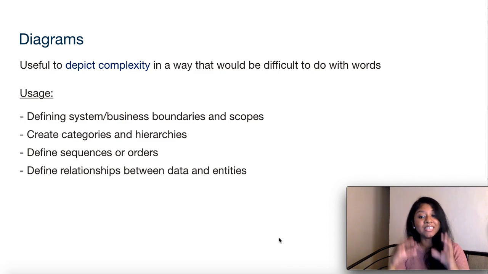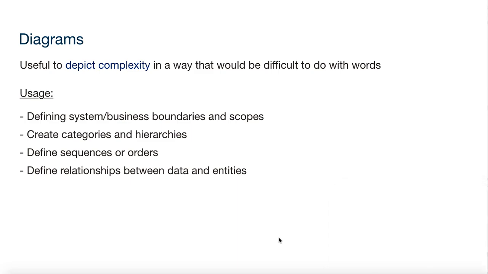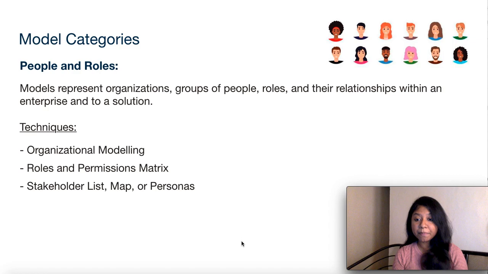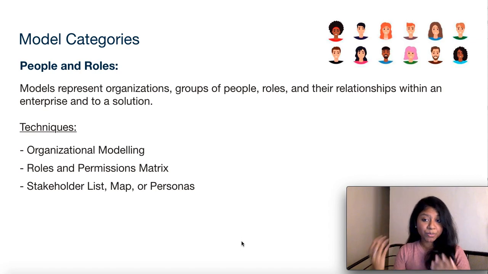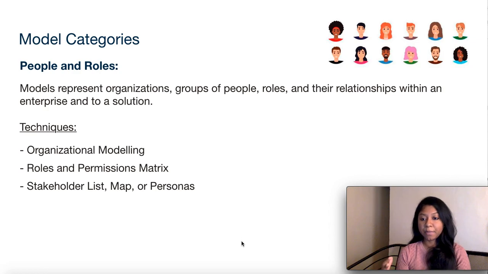There are different categories in which these models are also categorized, and that's what we'll see next. So the next one is model categories, okay, as I said. The very first category is people and roles. Whenever you want to model certain organizations, groups of people, groups of roles, and their relationships to each other within an enterprise or a solution, that's when you can go with this type of roles and people modeling.